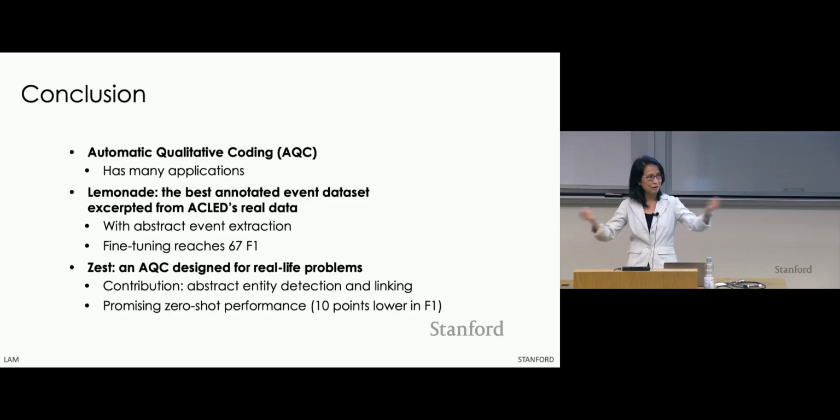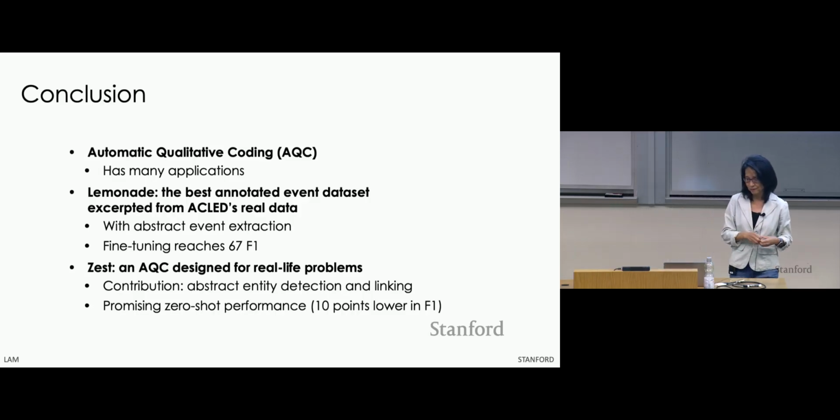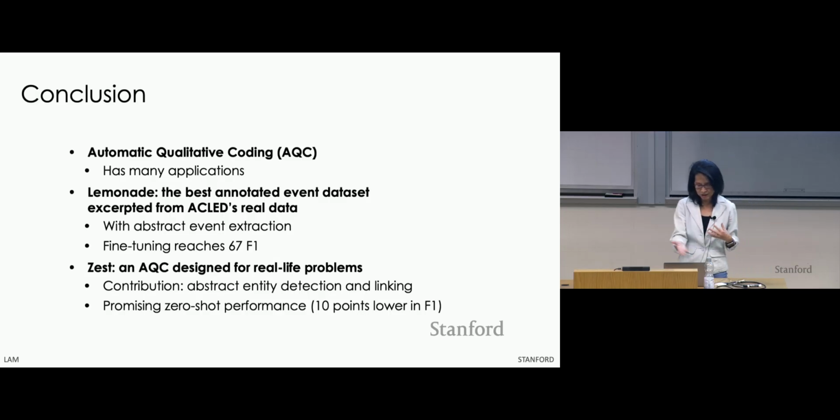I'm very excited that we finally are actually talking to a real world level organization, and we are tying the research in with what they are doing in real life. And we have found that for the fine tuning, we are reaching close to 70 F1. And we have built this ZEST, which is an AQC, which is designed for more of the real life problems, solving, for example, the abstract entity detection and linking problem. Maybe some people here would find that useful for your project. And it is a promising result, 10 points lower, and we can add to it and improve it using expert knowledge.